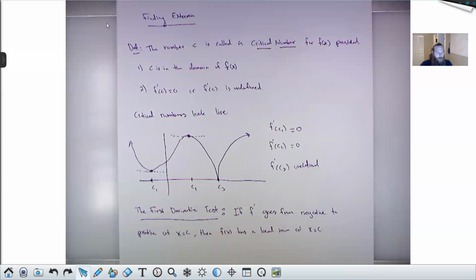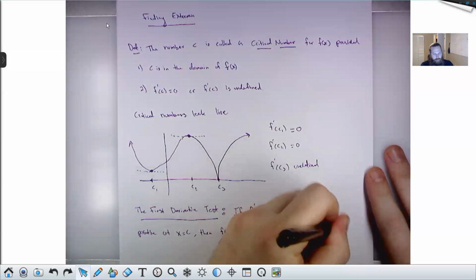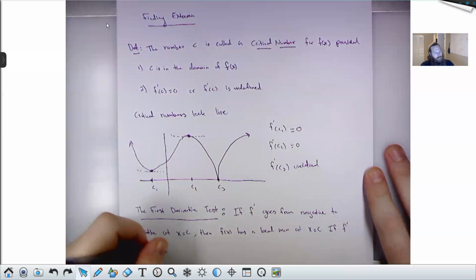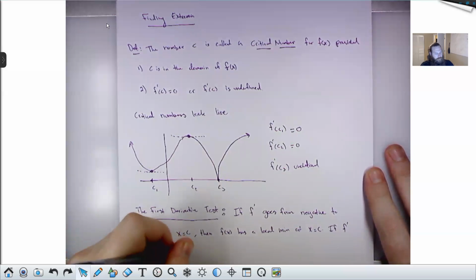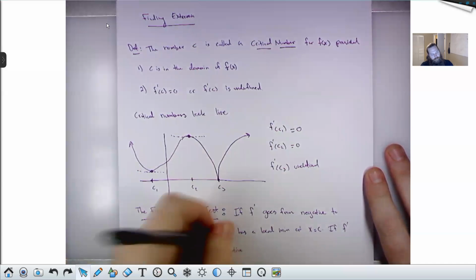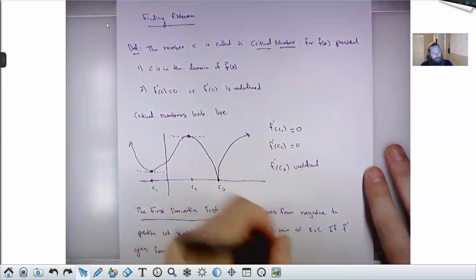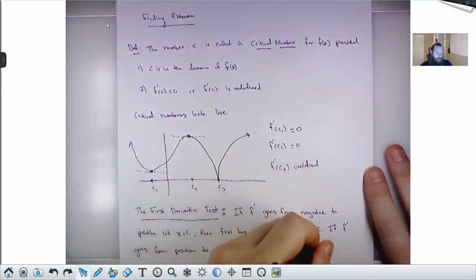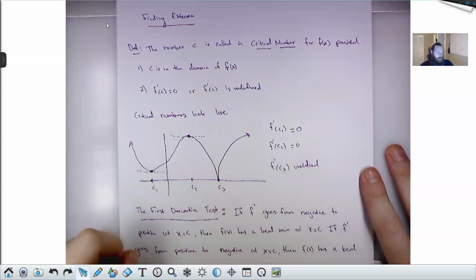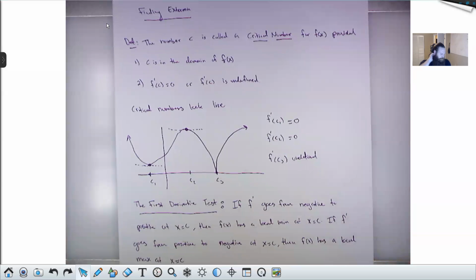You can turn this on its head. If f prime goes from positive to negative at x equals c, then f of x has a local max at x equals c. And I'd like you to think along with me in this picture.